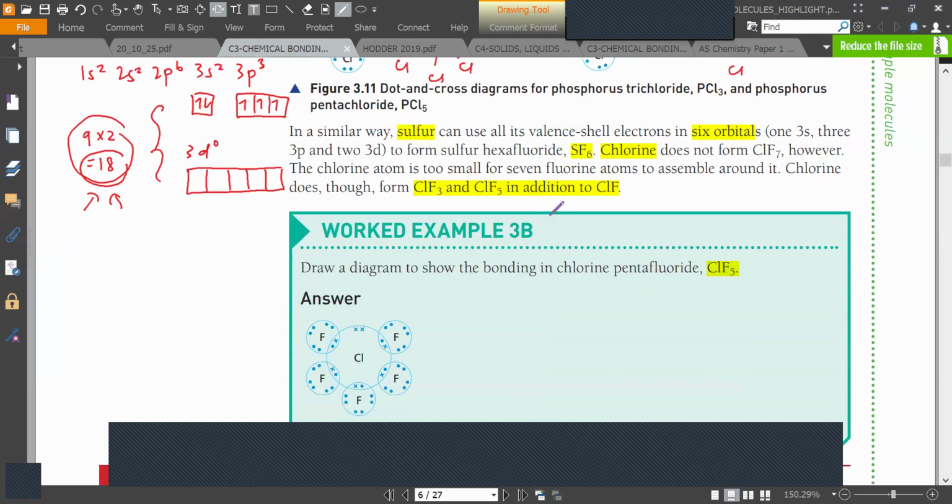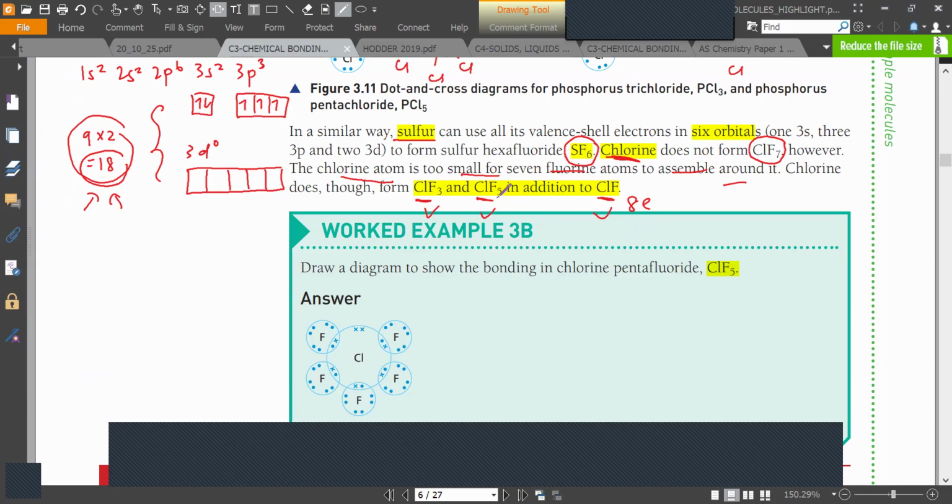Other examples, like sulfur. Sulfur has 6 valence electrons, so it can form SF6. Chlorine, also in period 3, can form ClF3, ClF5 in addition to ClF. But normally it does not form ClF7. In theory it can, but chlorine is too small for 7 fluorine atoms to assemble around it. So it can have the normal 8 electrons.